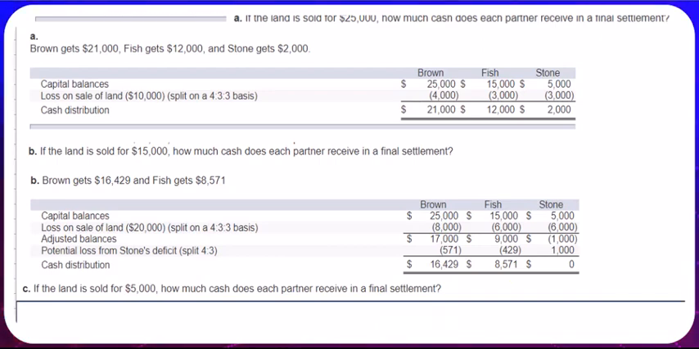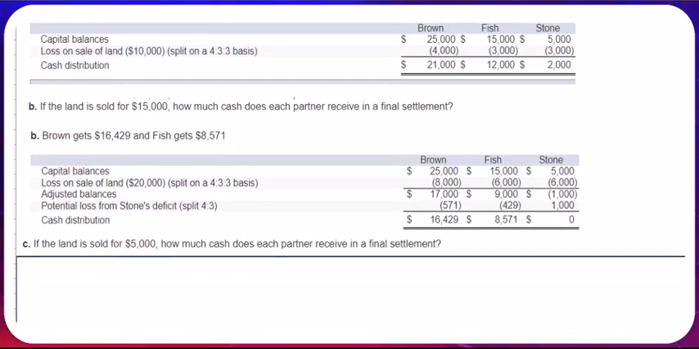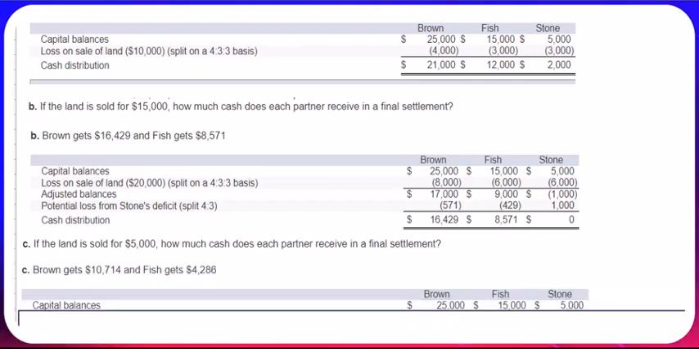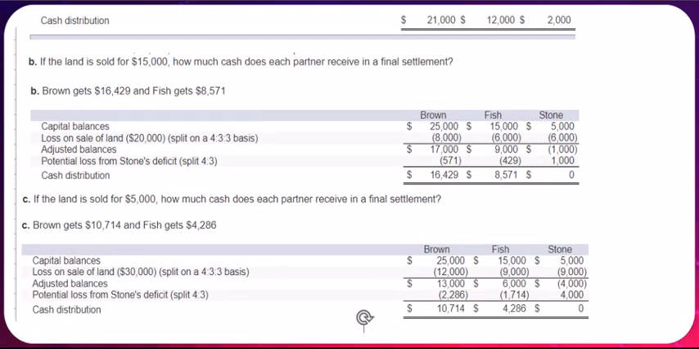Okay, next, if the land is sold for $5,000, how much will each partner receive? So now we've just got a different case, but it's pretty much the same as the B situation. Meaning, what are we going to do? We are going to write down the capital balances. Now we're going to allocate the loss of $30,000, right? At 45, it was $35,000. The land is sold for $5,000. It had a book value of $35,000. Land is sold for $5,000, so we've got a $30,000 loss. Allocate the loss 4, 3, 3. 40% goes to Brown, 30% goes to Fish, 30% to Stone.